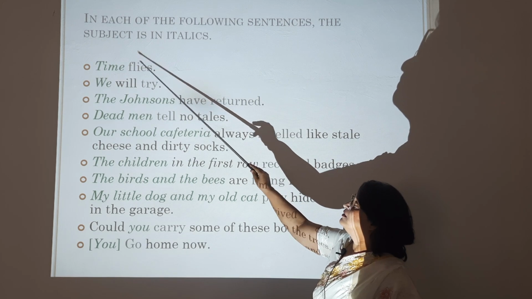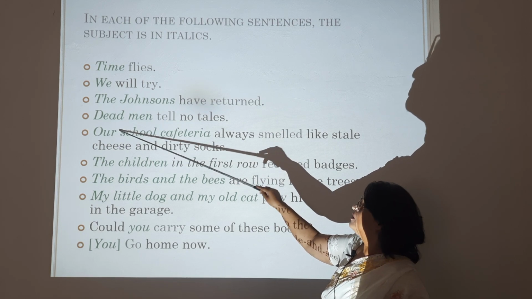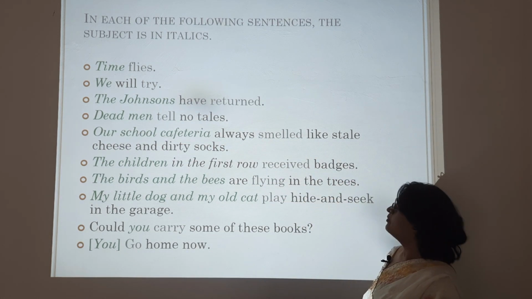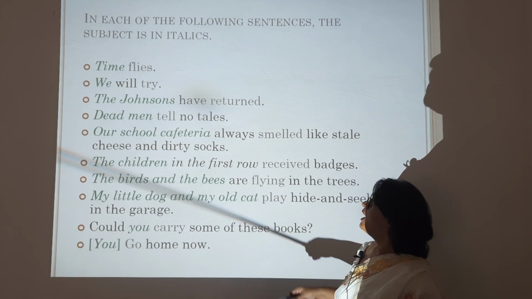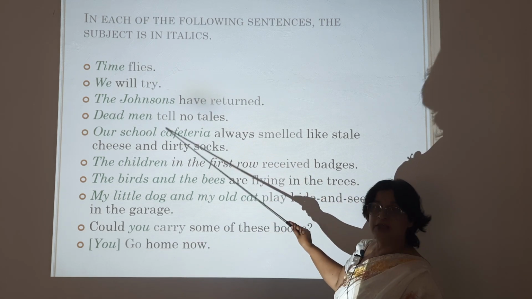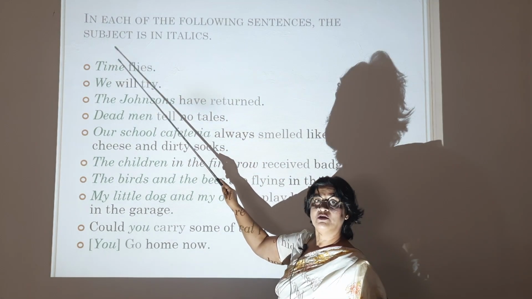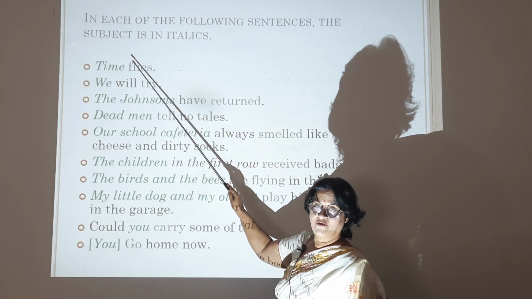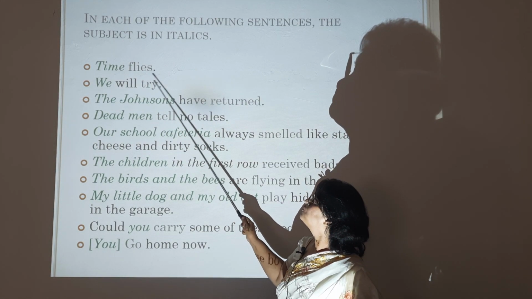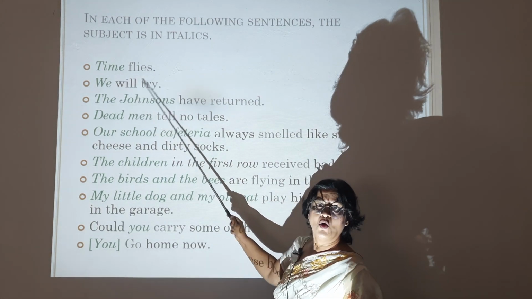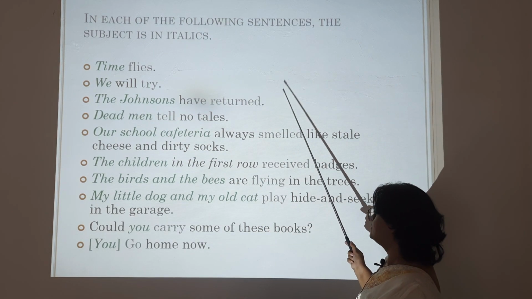Time flies. All these green and in italics is the subject. Go through the sentences which I am talking about right now. You can pause the video when you are watching the video. Go through the sentences and then classify them on your own. Time flies. Time is the subject, flies is the predicate. Flies also is the verb which falls into the predicate category. We will try. We is the subject, will try is the predicate. Similarly, all the other sentences.